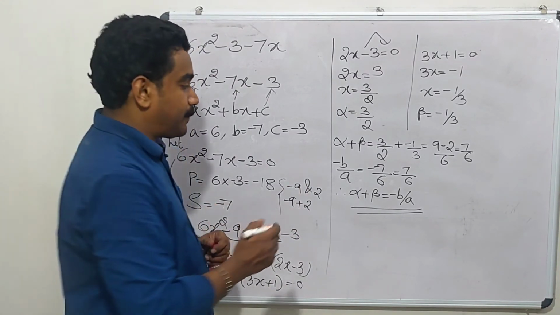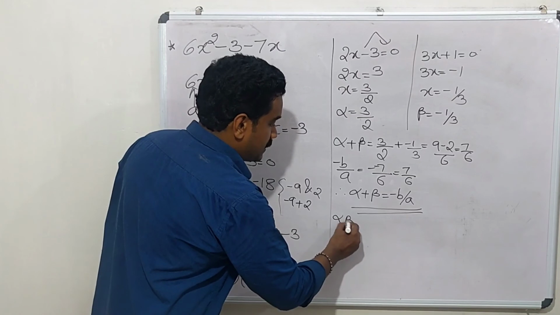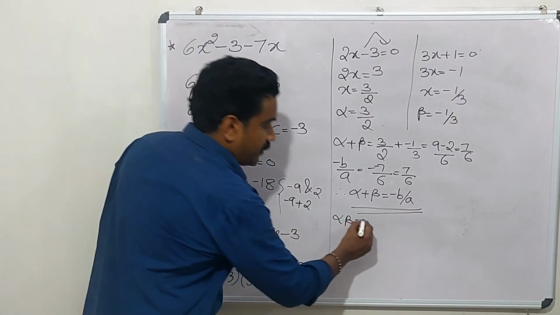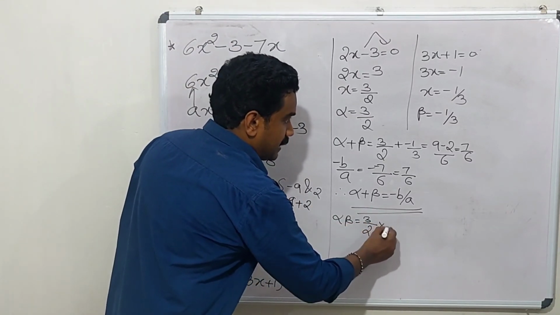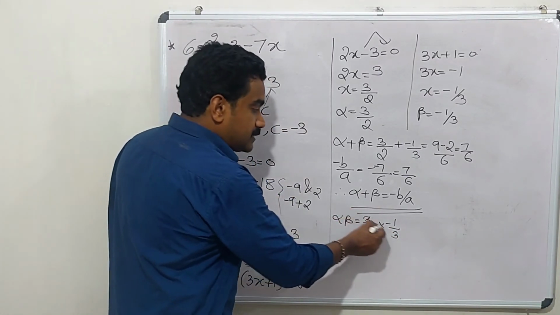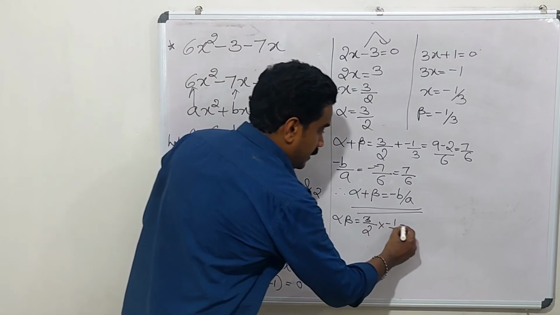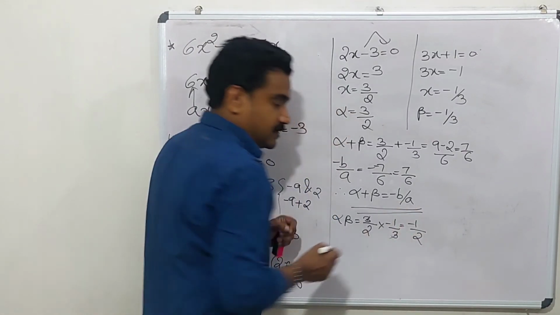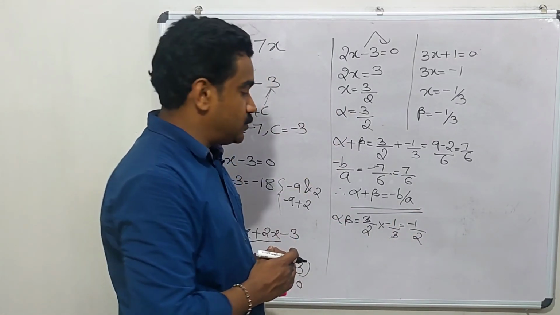Next we want to check the product. What is the product? Alpha into beta. What is alpha into beta? Alpha is 3 by 2 and beta is negative 1 by 3. 3 by 2 into negative 1 by 3. You can cut this 3 and 3. What is remaining? Negative 1 by 2 is remaining. So alpha beta is equal to negative 1 by 2.